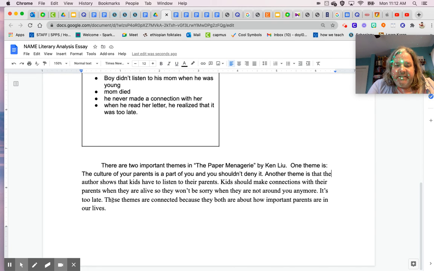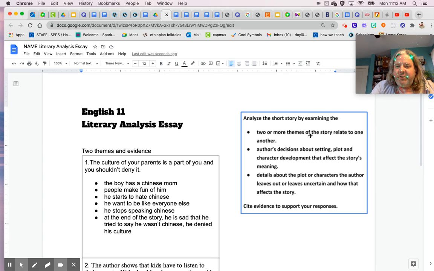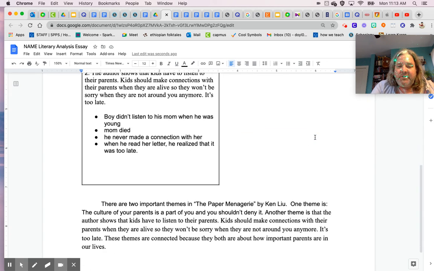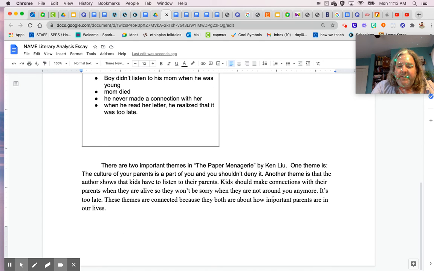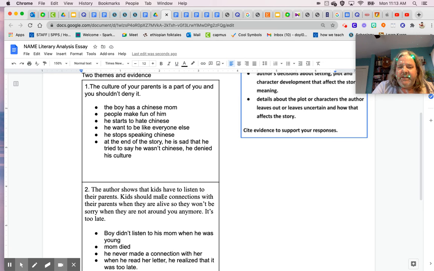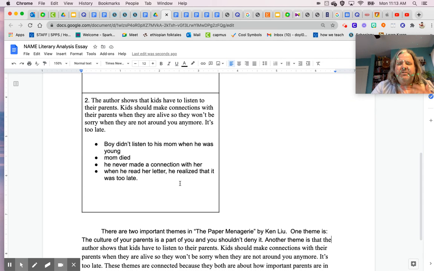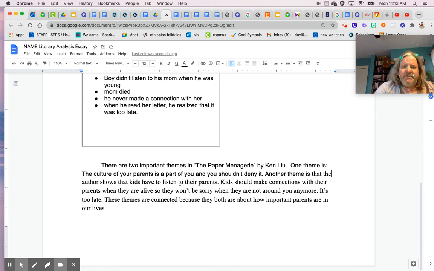And then the last sentence says, these themes are connected because they both are about how important parents are in our lives, right? So we're trying to write an essay that shows how two themes are connected to each other. And the way these two themes are connected to each other is they're both about parents, right? This one is about your parents' culture, and this one is about making a connection with parents. So those are the messages that the author is trying to show.